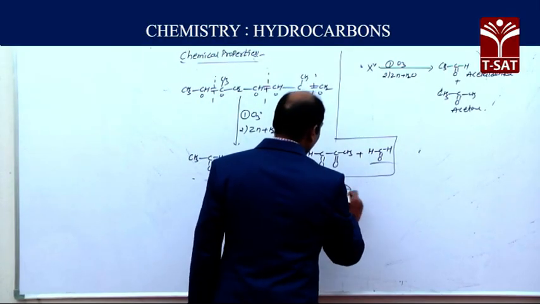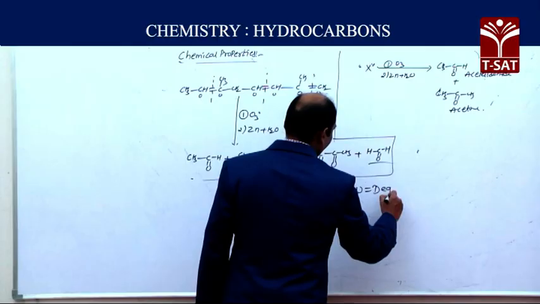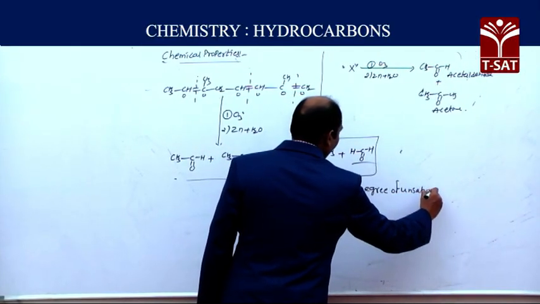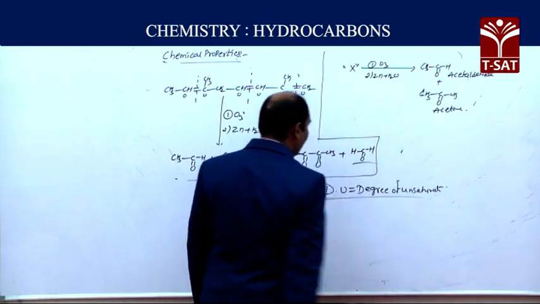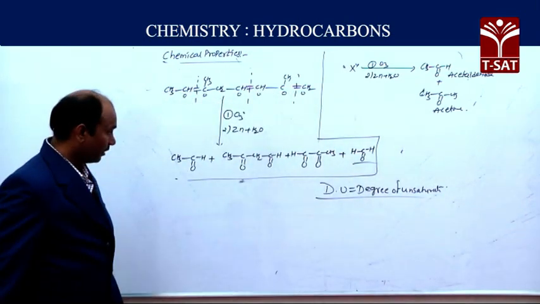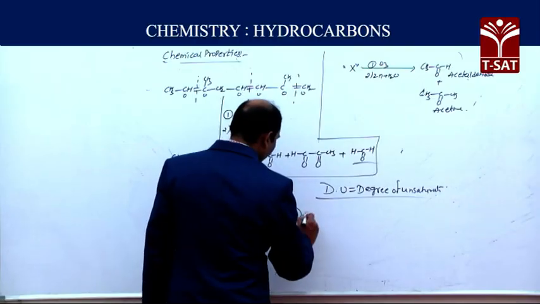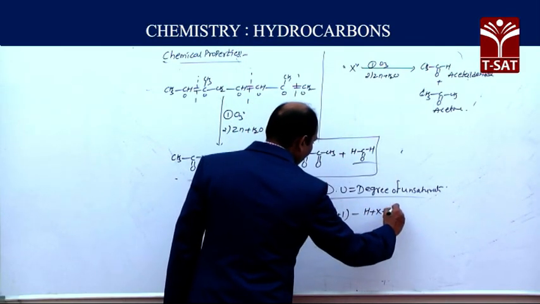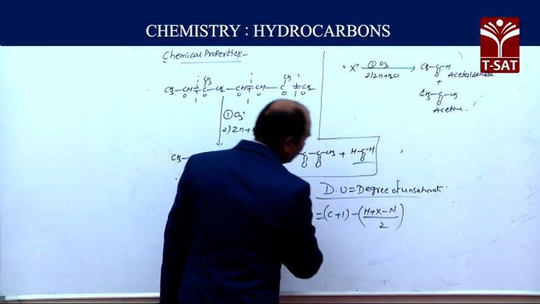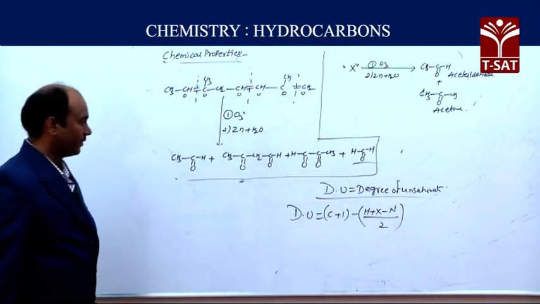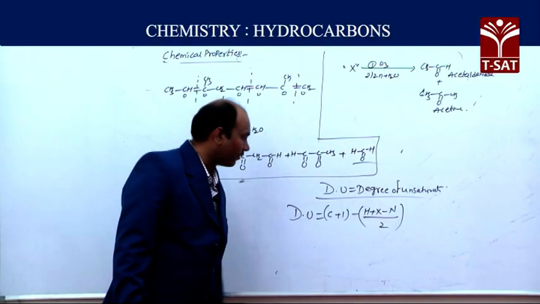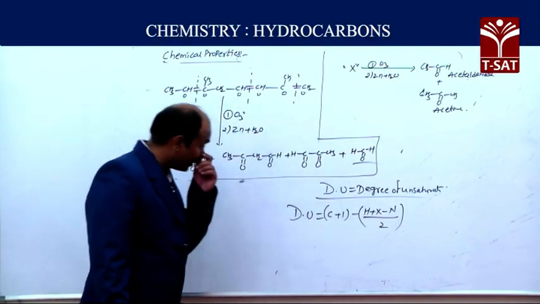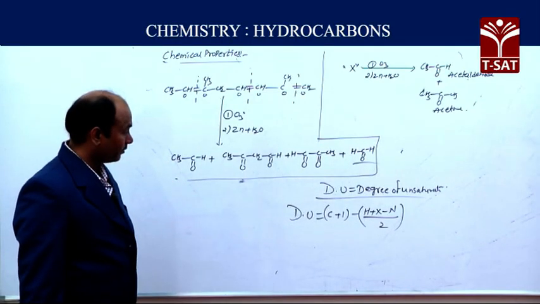DU is nothing but degree of unsaturation. Degree of unsaturation can be calculated by using this formula: DU equals C plus 1 minus (H plus X minus N) upon 2. So this is the degree of unsaturation. Here C is the number of carbon atoms, H is the number of hydrogen atoms, X is the number of halogen atoms, and N is the number of nitrogen atoms.